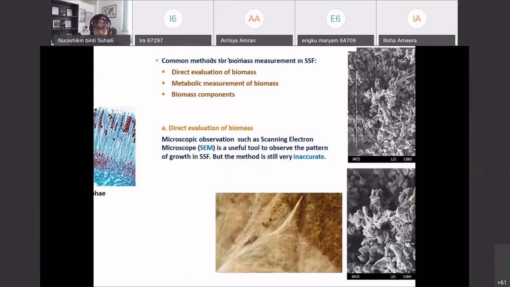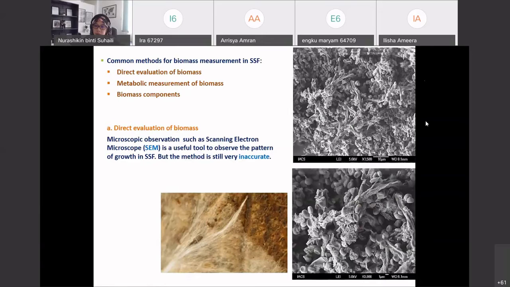Okay. So normally it's by using a microscope. You take a certain amount of the culture and then you observe it under the microscope. Normally we use a scanning electron microscope. So this is a picture of fungi under a scanning electron microscope. You can see the structure of the branches of the filaments.